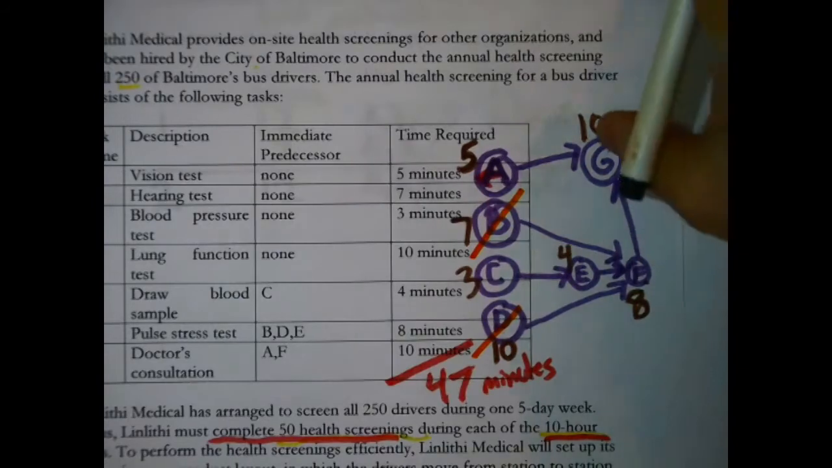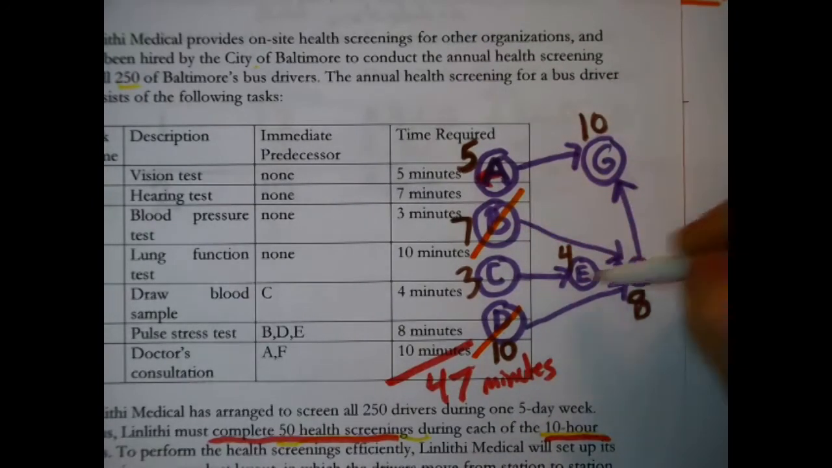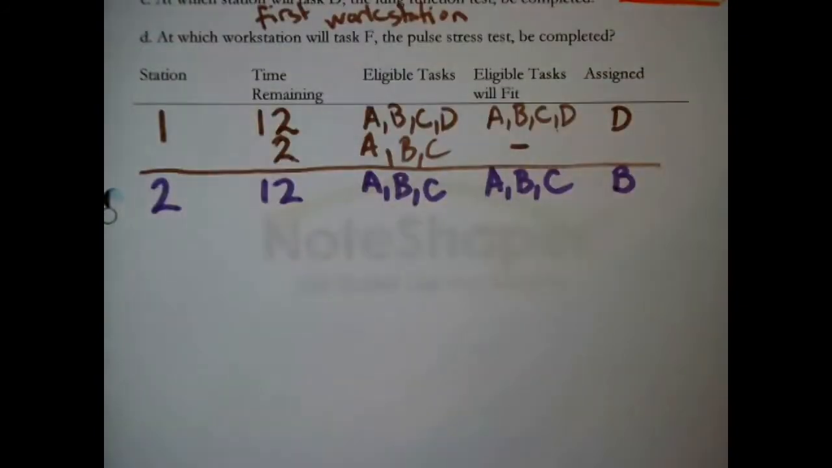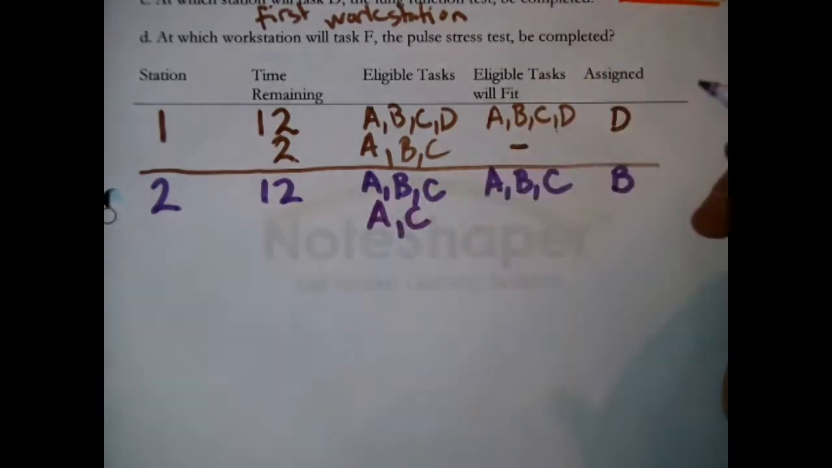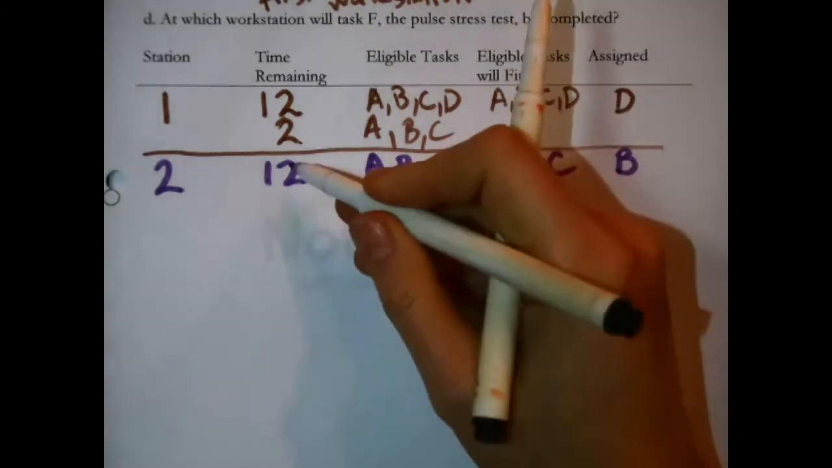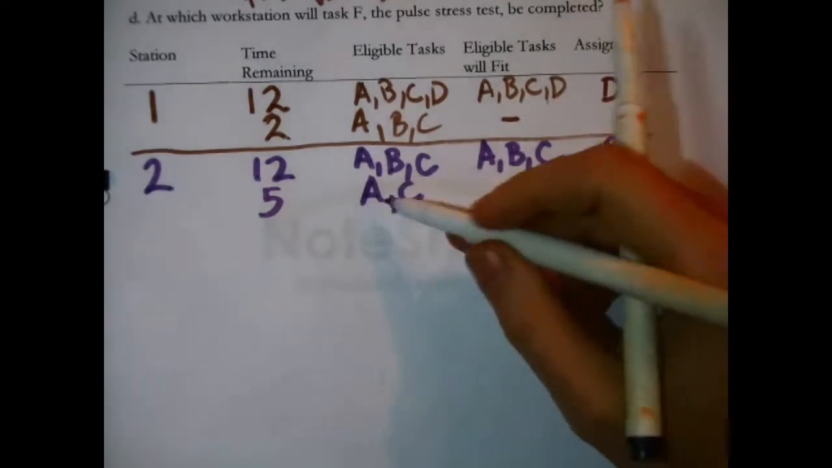It's gotten the assignment. Just because it's done, you can't go on to F because we're still stuck here. So that means there's nobody new to add in terms of eligible tasks. We have reduced the amount of time remaining. B was 7 minutes long, so 12 minus 7. There are 5 minutes left, and we are still looking for a home for A and or C.